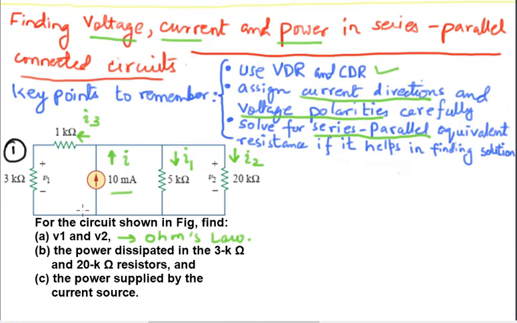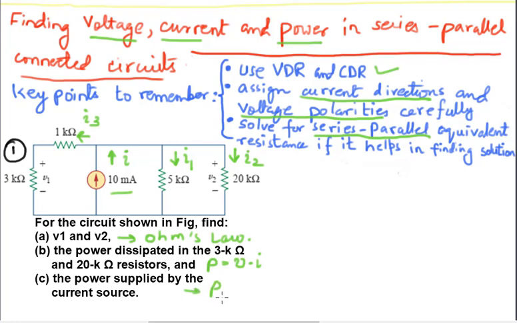The second part is simple. What is the power dissipated? So that's very simple. Once we have the voltage and once we have the current, we can use this equation and find the power dissipated in these two resistors. The third part asks you to find out the power supplied by the current source. What is the total power supplied by the current source?